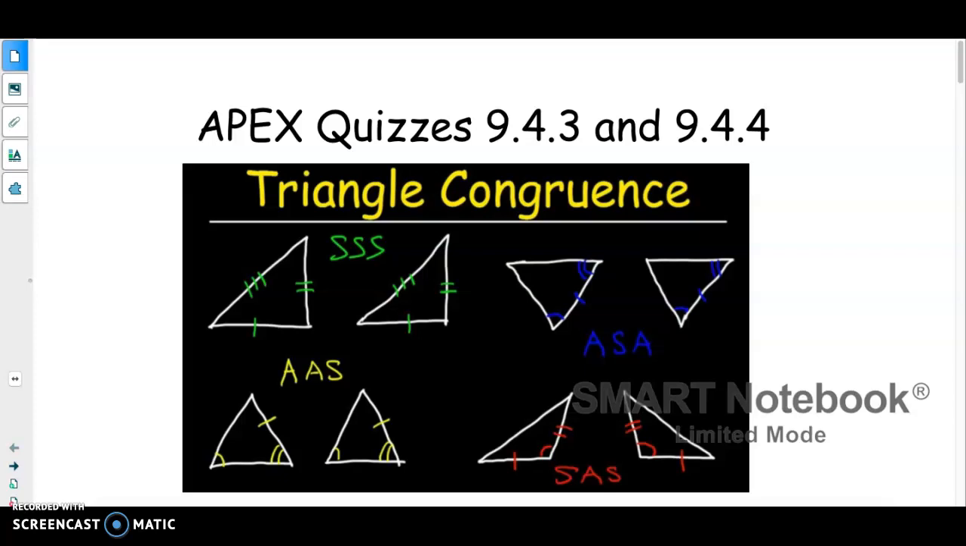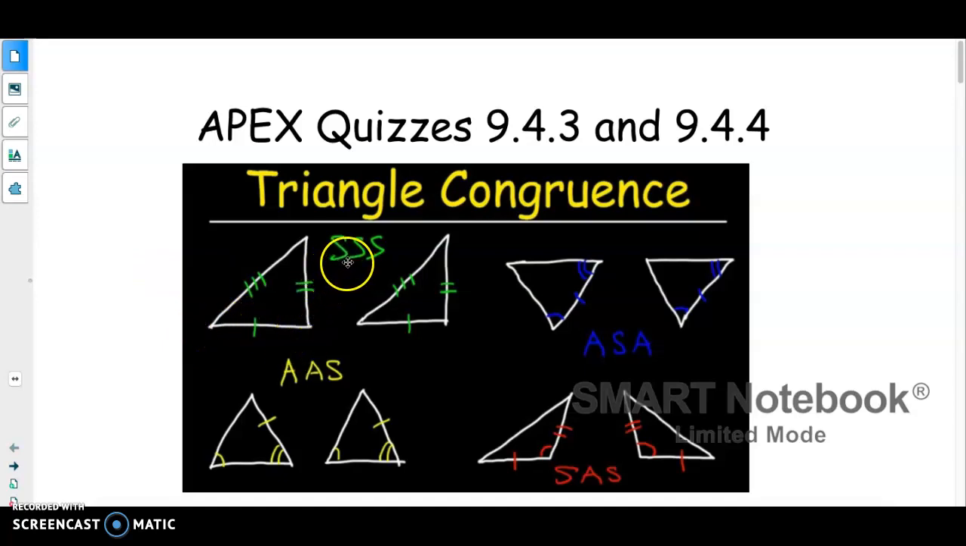Okay, so this video is just going to talk about and cover the quizzes for 9.4.3 and then 9.4.4, and it's all about triangle congruences. The first one looks at triangles, just talking about different congruencies. The second one puts some numbers to the sides and to the angles. So when we are talking about congruency, we are talking about four major theorems.